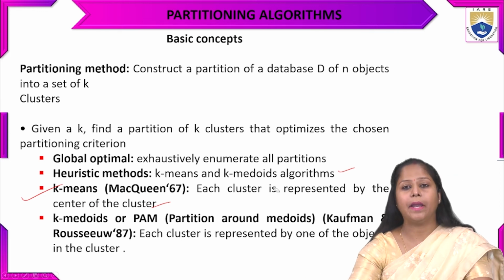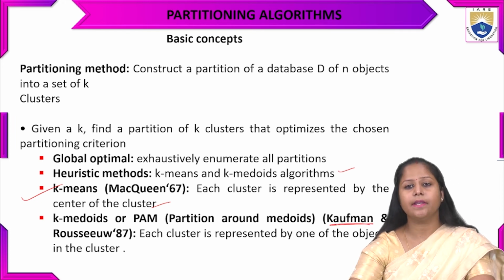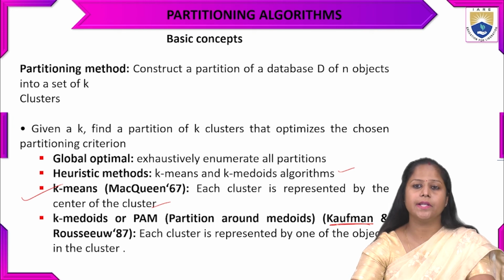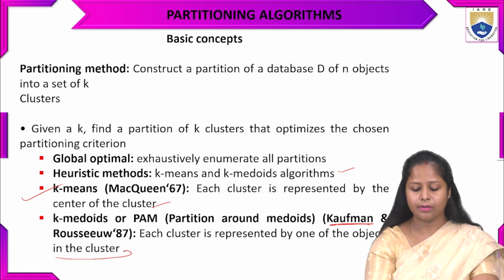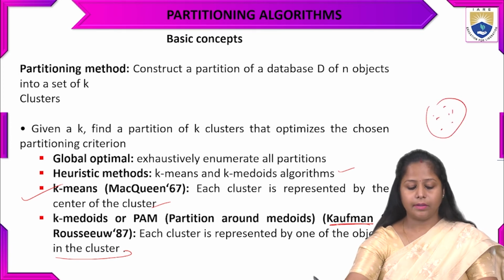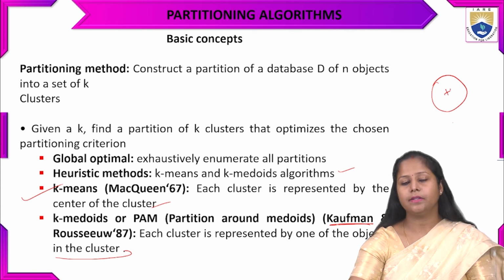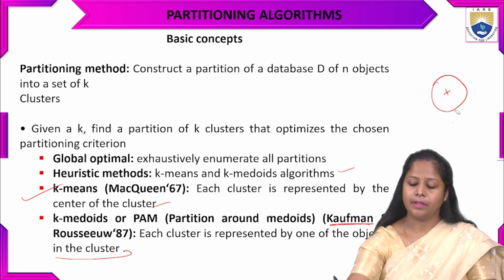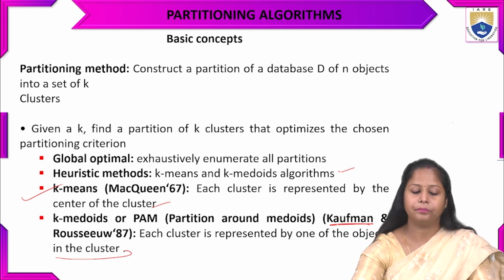K-medoid is PAM, partitioning around medoids, discovered by Kaufman and Rousseeuw in 1987. In it, each cluster is represented by one of the objects in the cluster. In k-means, the center of the cluster is defined by the cluster itself, denoted by a plus sign.